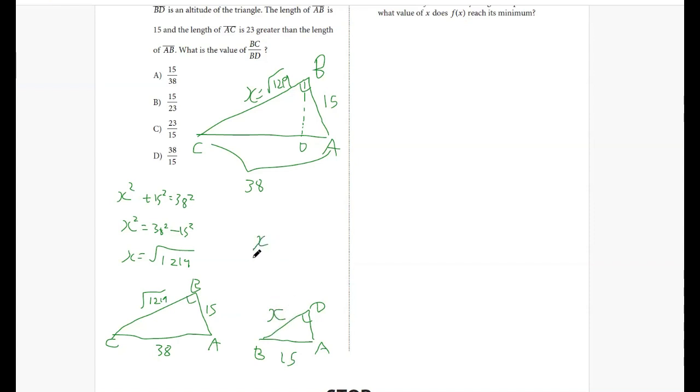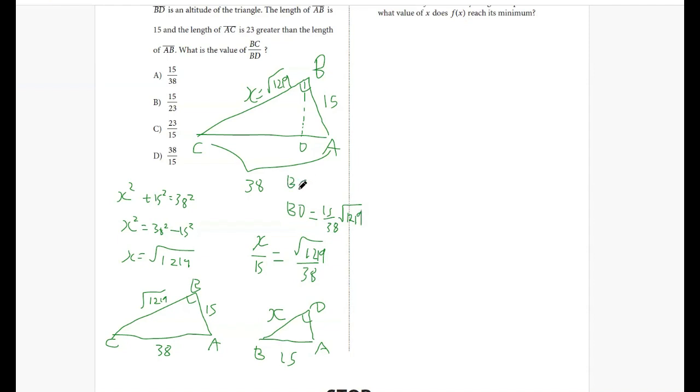So this becomes a simple ratio problem. X over 15 is 12, 19 over 38. So my length of BD is equal to 15 over 38 times the square root of 1219.